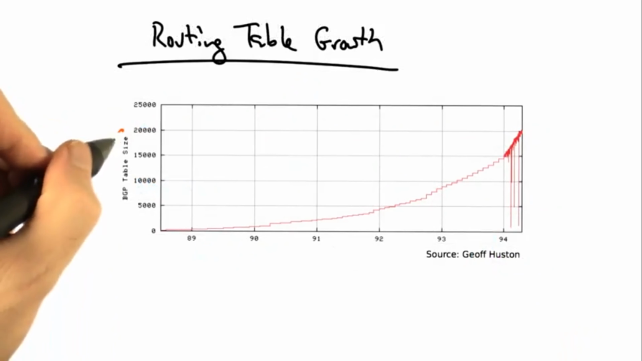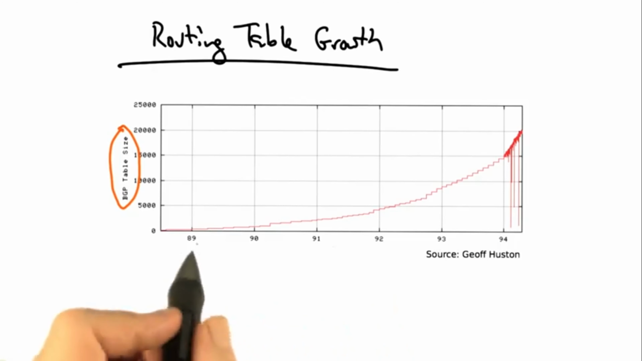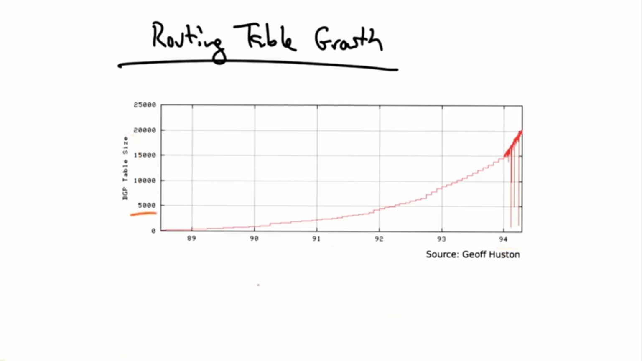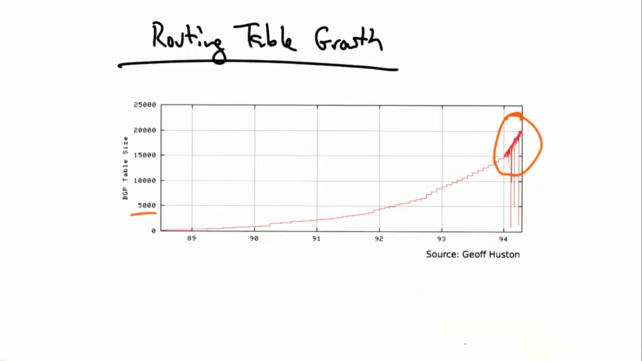This plot shows the BGP routing table size as a function of the year, starting in 1989 and going up to 1994. You can see that at this time, the Internet routing table is quite small. It started at less than 5,000 prefixes. By comparison, now we have about 500,000 IP prefixes in the Internet routing table. But we can see in this period that Internet routing table growth began to accelerate.